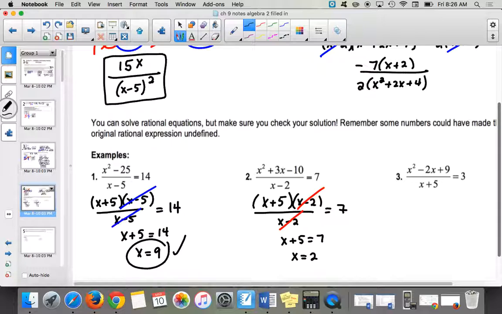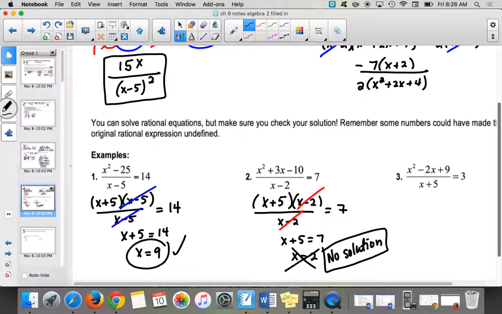Look at the denominator. Yeah, you get that 0 in the denominator. So does it work? No, it actually doesn't. So this one doesn't work when we check it. So it's no solution. So don't just assume because you factored that you got rid of the bad solution. You did get rid of a bad solution, but the other one could be bad as well.